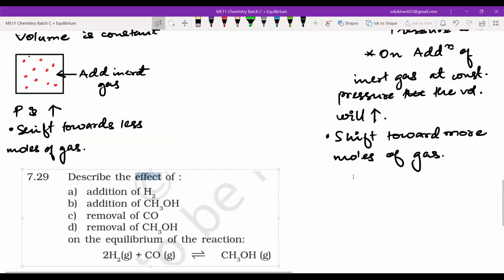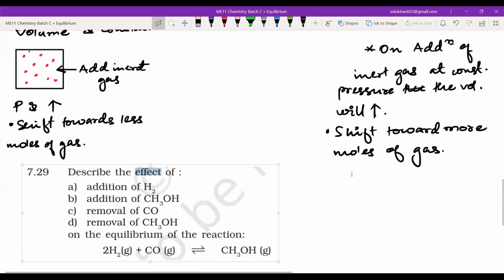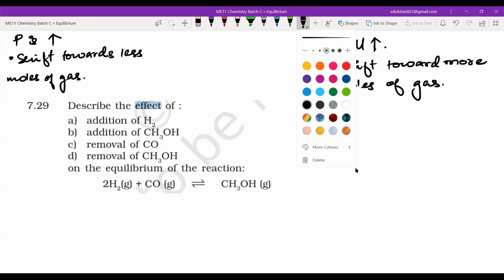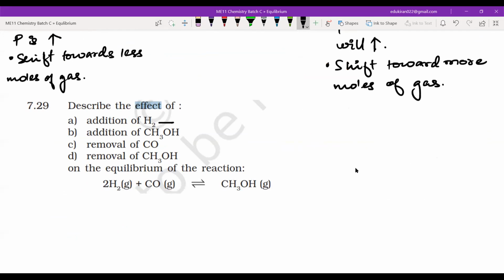Did you write this down? Tell me. Yes, sir. Okay, fine. See this question. Describe the effect of addition of H2. If addition of H2 is happening, then I'm increasing the reactant here, right? I'm increasing the reactant, and then the reaction will shift towards the forward reaction, yes or no? Yes, sir. Okay. What about the next one? If I add CH3OH, then what is going to happen?